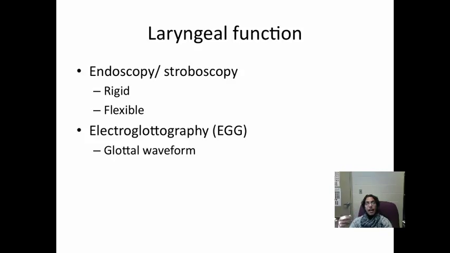Stroboscopy gives you an optical illusion. It captures different time points from different vibratory cycles and makes it seem like you're seeing one cycle of vibration of the vocal folds. When you look with video stroboscopic evaluation, it appears as one cycle of vibration. Obviously, you're not seeing one cycle, but different time points from different cycles of vibration put together to demonstrate one cycle.